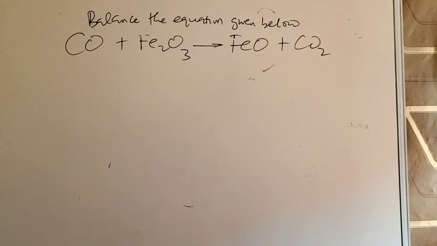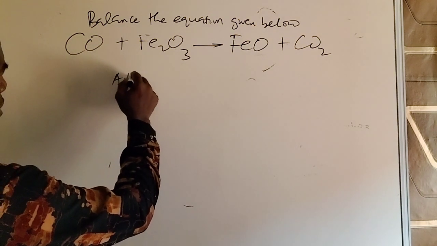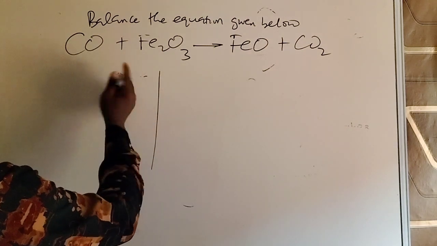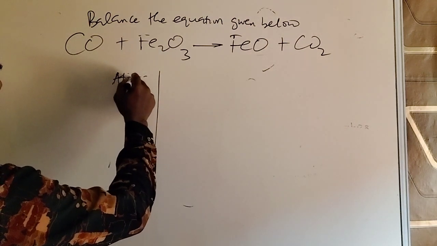We now look at miscellaneous problems. We have one on the board. The equation says: balance the equation given below. So before we go on, we'll still have to do it as we did the previous ones by drawing a simple table, listing the elements. Elements or atoms, it doesn't matter.